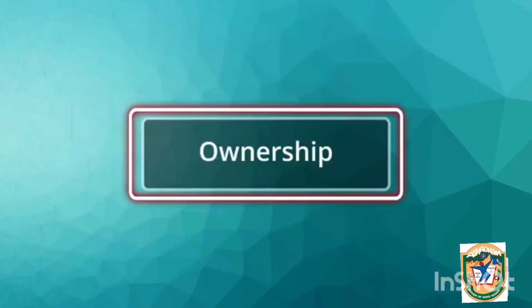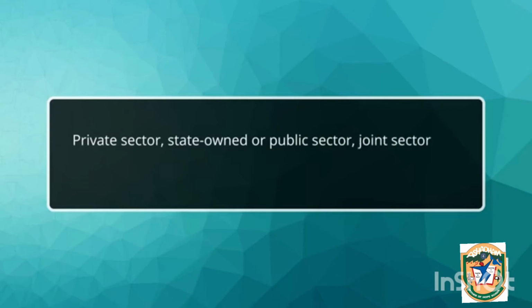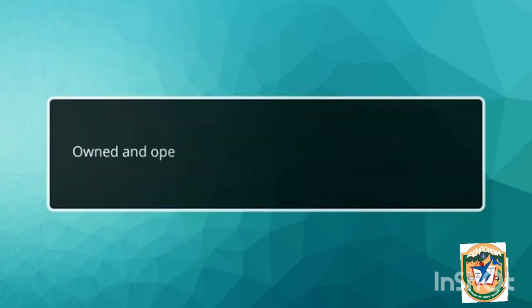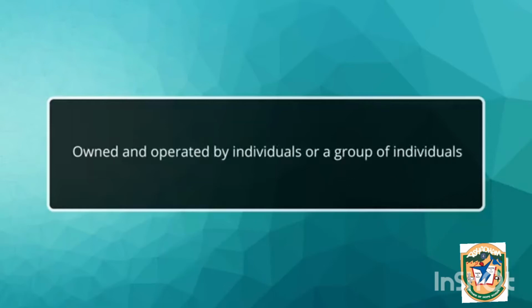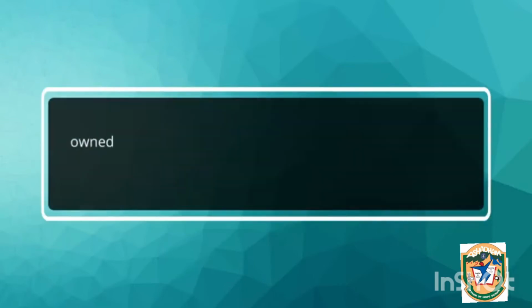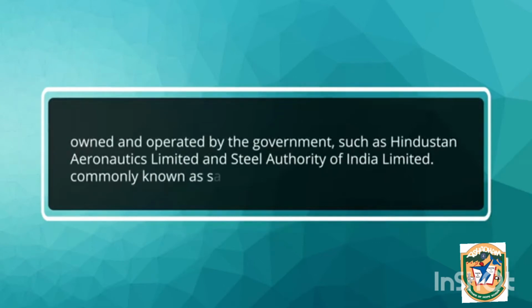Now the last classification is ownership. On the basis of ownership, industries are classified into following types. First one, private sector industry. A group of individuals or one individual operates such industry. Second one, public sector industry. The government owns such industries such as Steel Authority of India and Hindustan Aeronautics Limited.